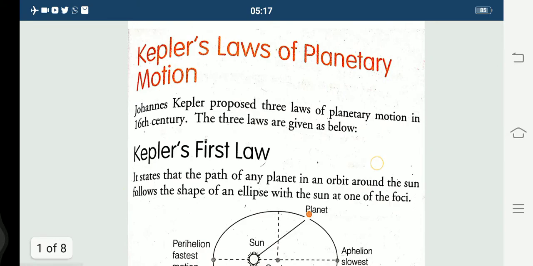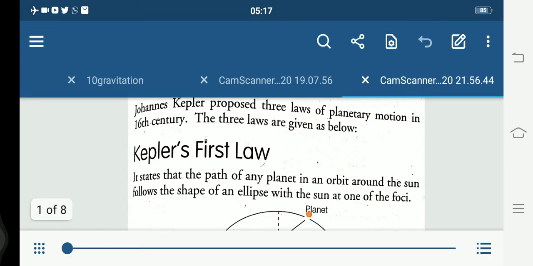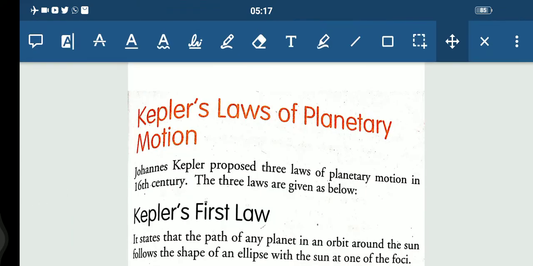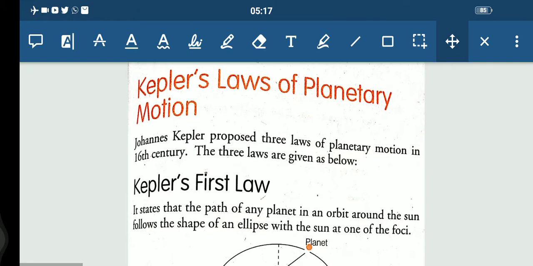So in our today's module, we'll be studying about Kepler's laws. From examination point of view, if I would say so, only the definition may come. Fine.